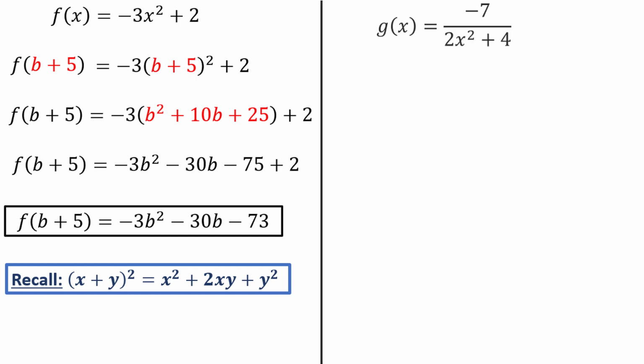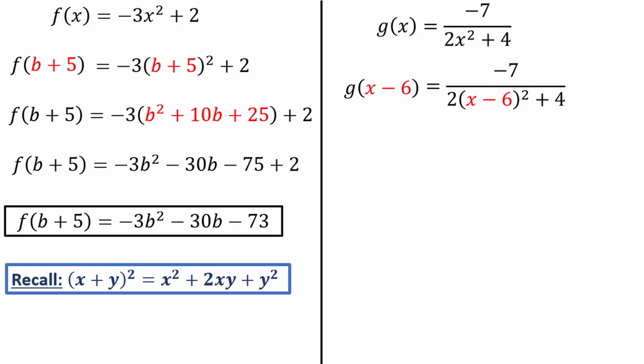We have g of x is equal to negative 7 divided by (2x squared plus 4), and we would like to find g of x minus 6. Plugging in x minus 6 anywhere we see x, we have g of x minus 6 is equal to negative 7 divided by (2 times (x minus 6) squared plus 4).